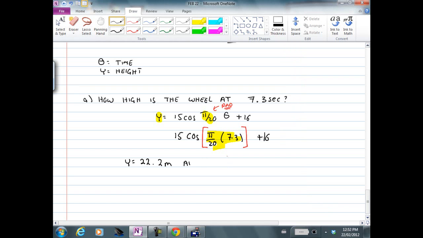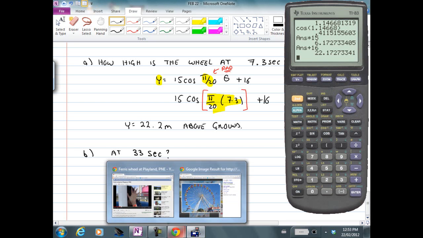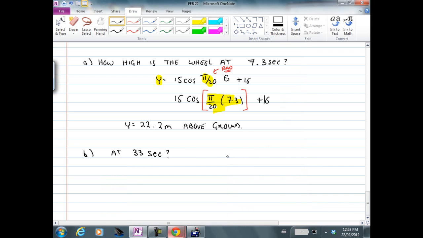Okay. I'm going to get you to try one on your own just for practice. B. How high are you at 33 seconds after you get on? So let's say you're an engineer. You want to know what is the height of this wheel 33 seconds after it spins. Guys and gals, practice using this formula. I'm going to pause it and let you have some crack at it. Oops, it's not paused yet. So if you're stuck, watch what I'm going to do.